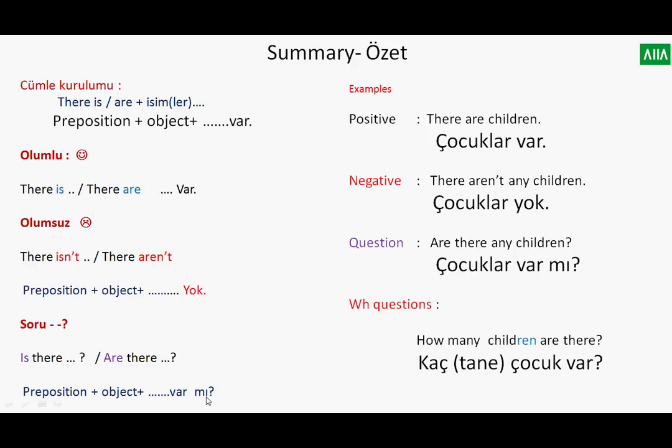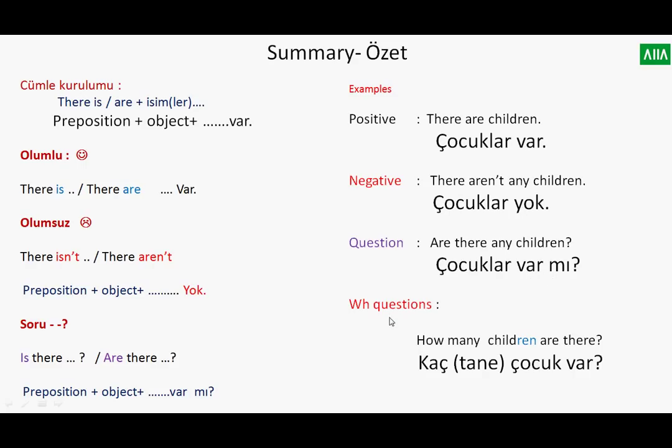Just as I mentioned at the beginning of the slide in this lesson. So let's see one more example before I finish my lesson. Look, çocuklar var, positive form. If negative, you should say only yok. Çocuklar yok. Çocuklar var mı?